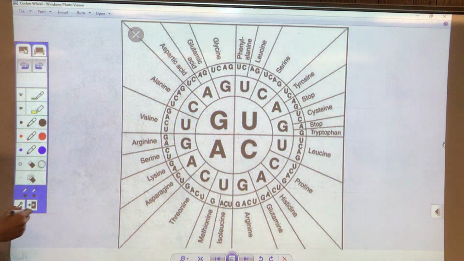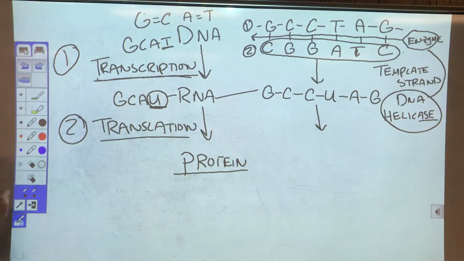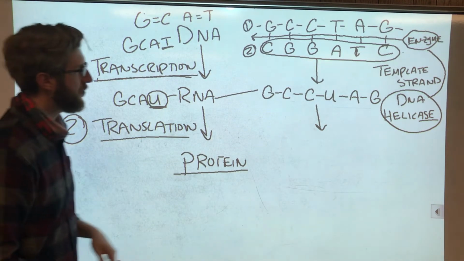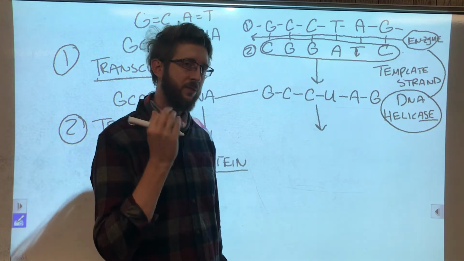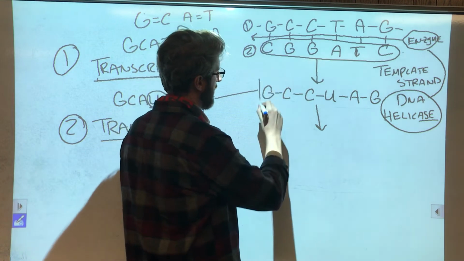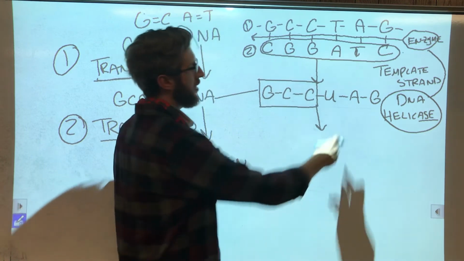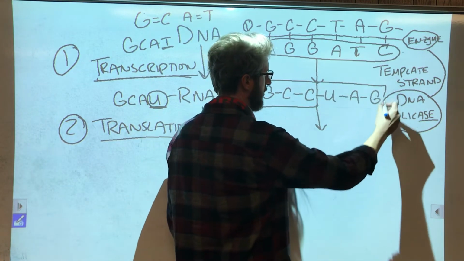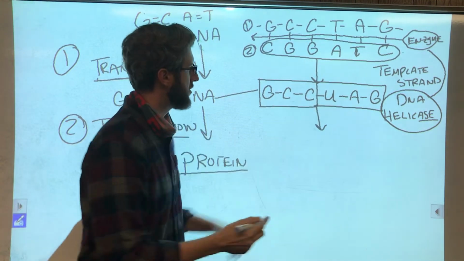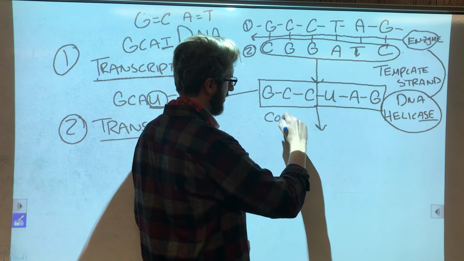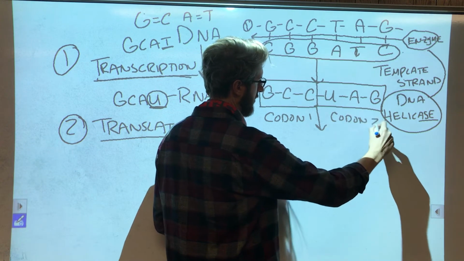So here's our decoder. We're going to use this to decode that strand of RNA. But before we can do that, we first have to break up this strand of RNA into groups of 3. Here's a group of 3, GCC, and here's a group of 3, UAG. Once we break them up into groups of 3, these, by the way, are called codons. We've got codon 1 and codon 2.